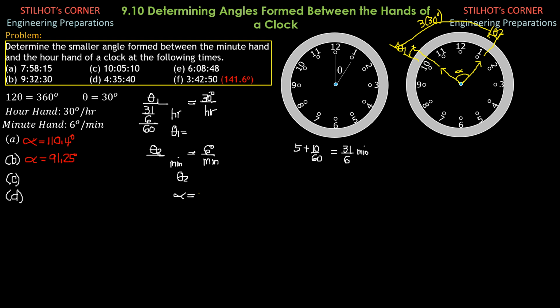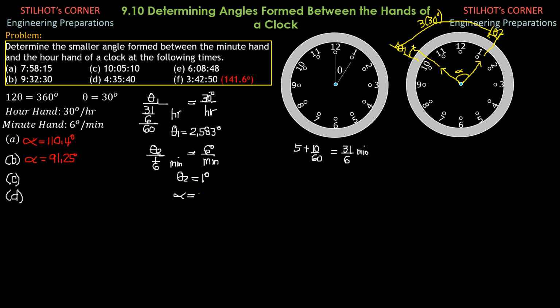So theta 1 is 2.583 degrees. Between 1, this is 5 minutes, and the final tip of the minute hand, this is 10 seconds, and 10 seconds is 1/6 of a minute. So 10 seconds is 1/6 minute times 6. So that means theta 2 is 1 degree.